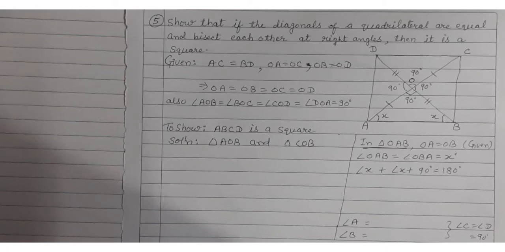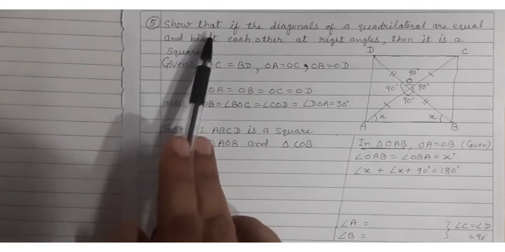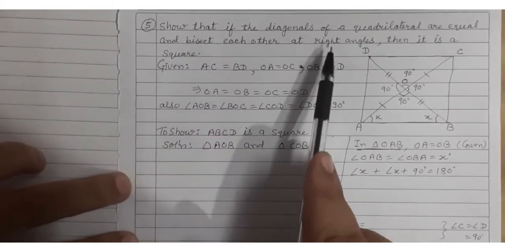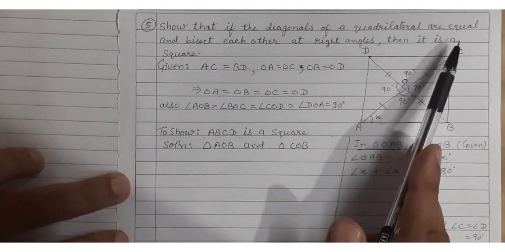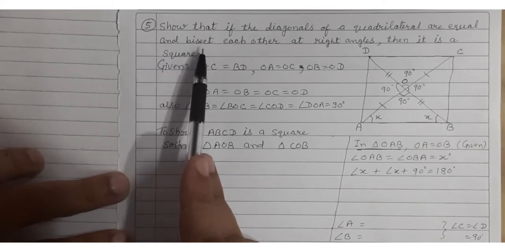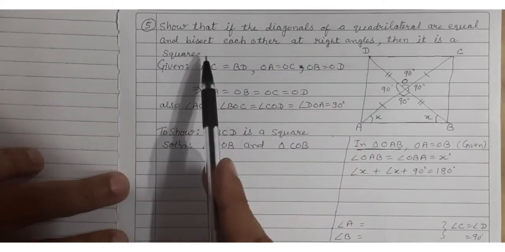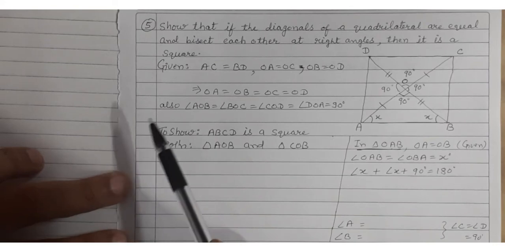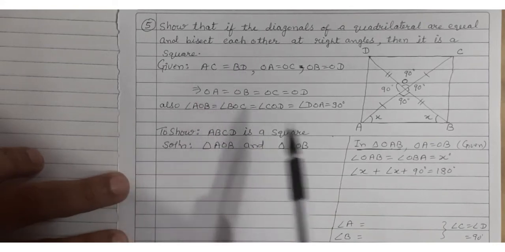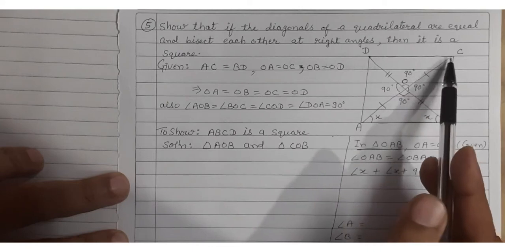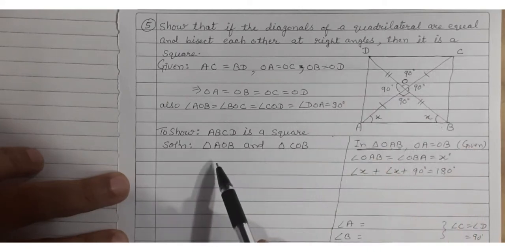Yes, hello students. Question number 5. Show that if the diagonals of a quadrilateral are equal and bisect each other at right angles, then it is a square. Okay. What is given? Diagonals are equal. It means AC is equal to BD.